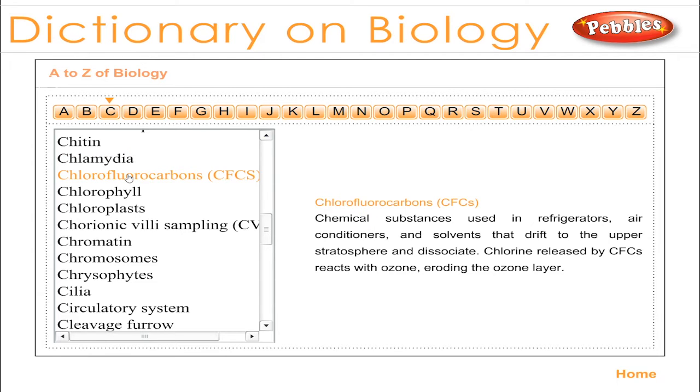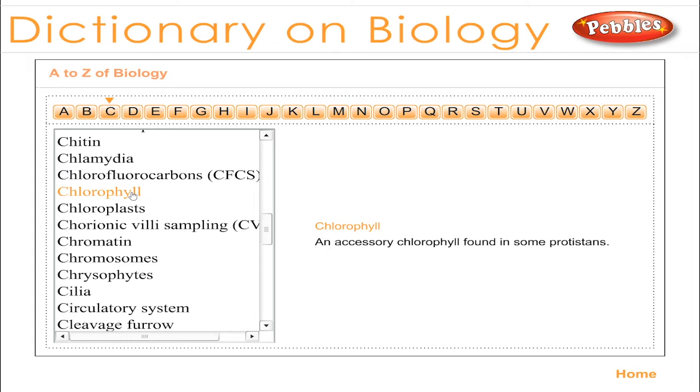Chlorofluorocarbons, CFCs, chemical substances used in refrigerators, air conditioners, and solvents that drift to the upper stratosphere and dissociate. Chlorine released by CFCs reacts with ozone, eroding the ozone layer. Chlorophyll, an accessory chlorophyll found in some protistans.